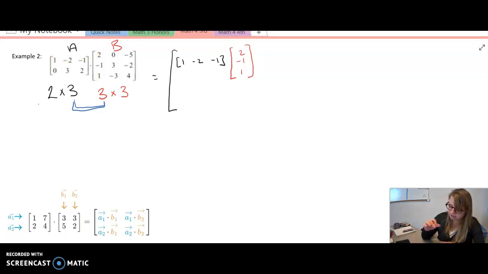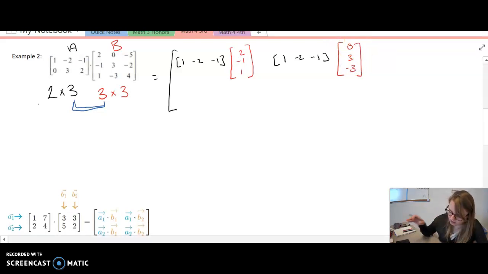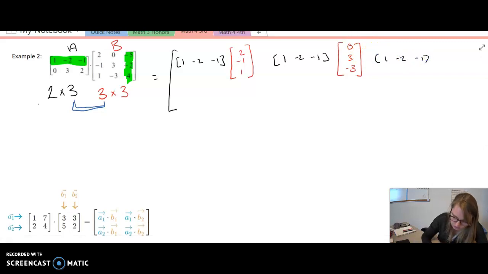So let's do our second one. Our second element next is going to be the first row times the second column. So we're going to have 1, -2, -1 times, or the dot product of, 0, 3, -3. So that's our second element. Then the last one for this row is going to be again the first row times the third column. So that's 1, -2, -1 times -5, -2, 4.